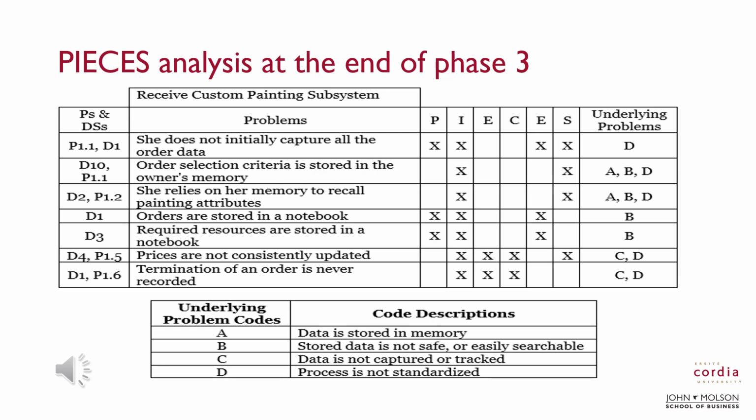Let's go by each underlying problem. In A, where data is stored in memory, first of all, data is not safe, secure, or accurate, and not accessible by all users. That indicates there are serious problems with storage in memory, doesn't it? But still, D10 and D2 exist in the current system DFD because they refer to memory for order selection criteria and painting attributes.